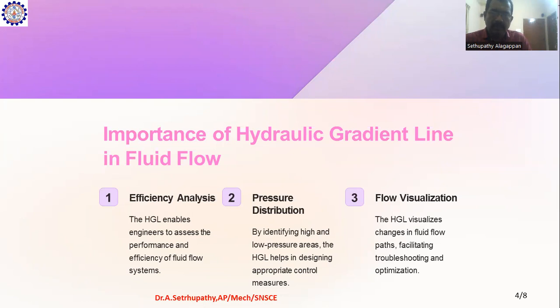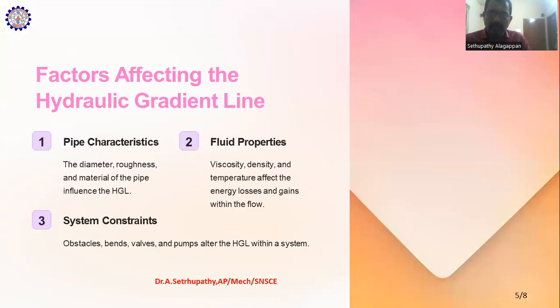Then pressure distribution: by identifying high and low pressure areas, the hydraulic gradient line helps in designing appropriate control measures. The third one is flow visualization. The hydraulic gradient line visualizes changes in fluid flow paths, facilitating troubleshooting and optimization. These are all the importance of the hydraulic gradient line in fluid mechanics.